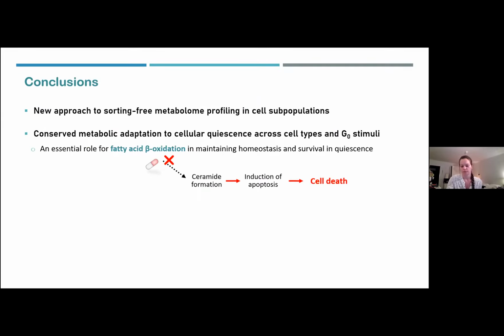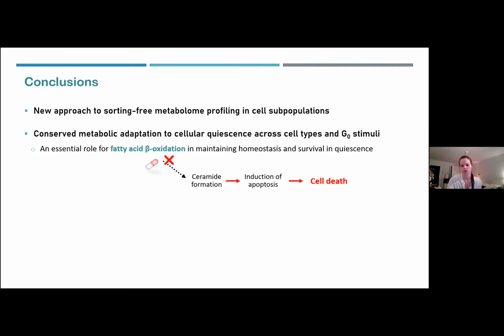So that finally brings me to the conclusion. I've showed you how we used a new approach for sorting-free metabolome profiling in cell subpopulations, which here was really instrumental to cleanly identify a characteristic and conserved metabolic signature in multiple quiescent cell models, and the metabolic adaptation to quiescence, this long-term non-dividing cell state.